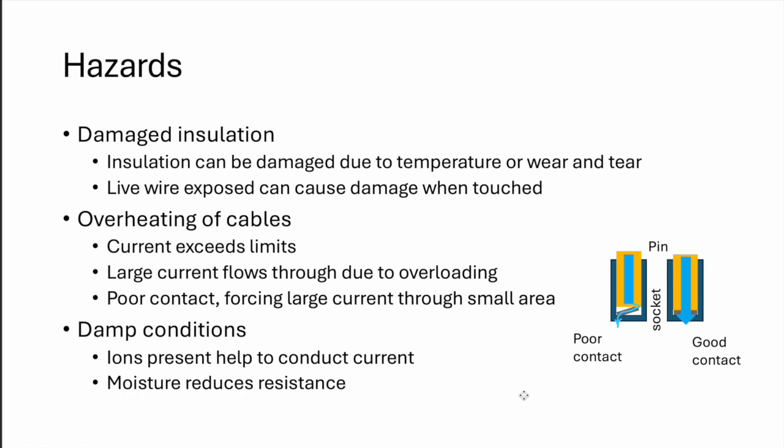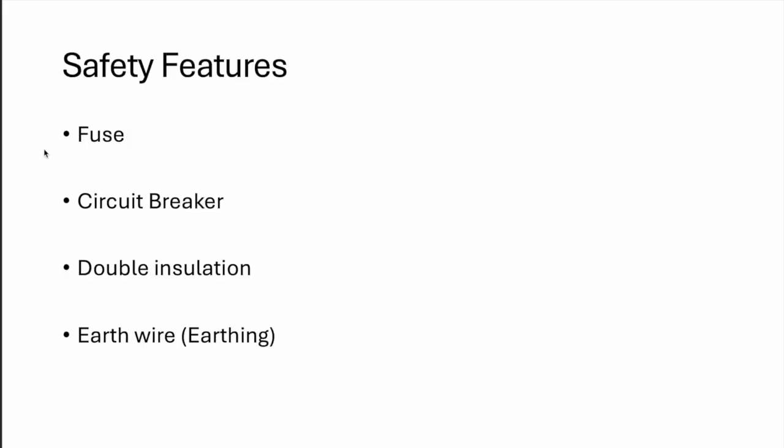So if our hands are wet and we happen to be exposed to wires, electric current can pass through to the user a lot easier because resistance is a lot lower, and because the ions that happen to be present in the water also conduct current. So a damp environment is another factor to look out for.